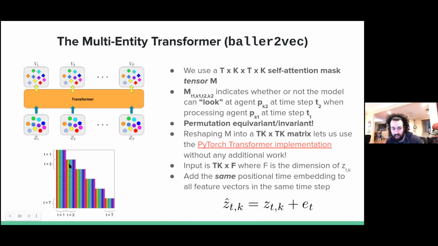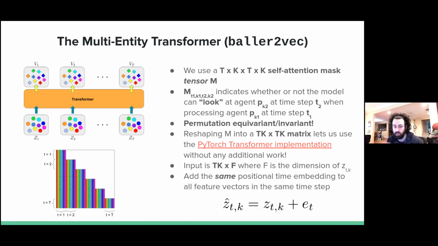the cell indicates whether or not the model can look at, when processing a specific player at a specific time step, that's what each row corresponds to. The cell indicates whether or not the model can look at a specific player at a specific time step. And that's what gives you this attention mask pattern that you see here. Importantly, this strategy is permutation equivariant or invariant, depending on the task, which is exactly what we want because, again, the agents, so the players, are unordered.